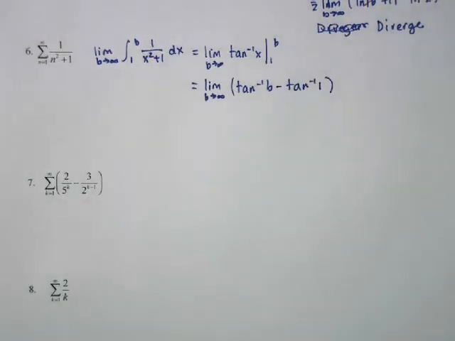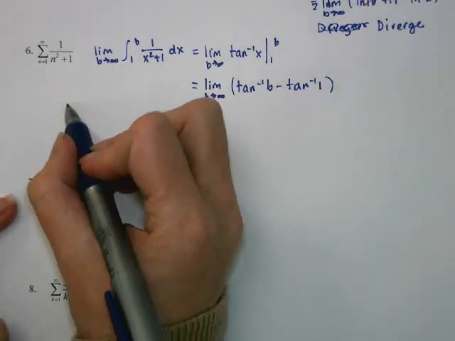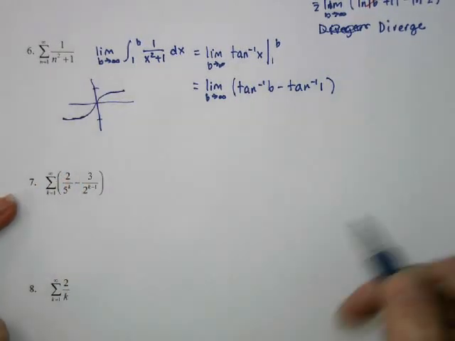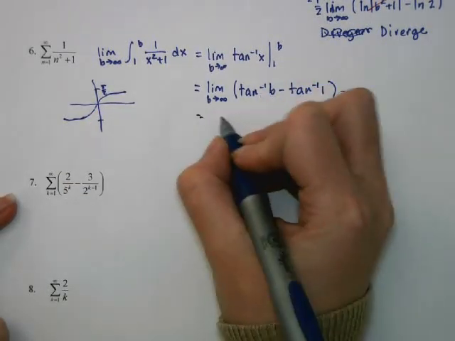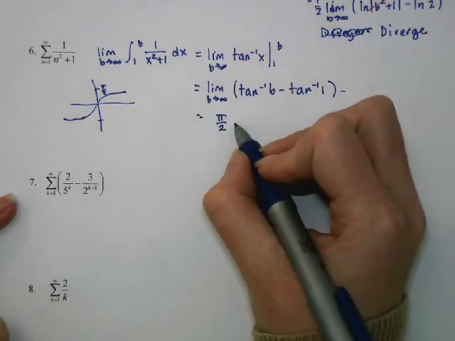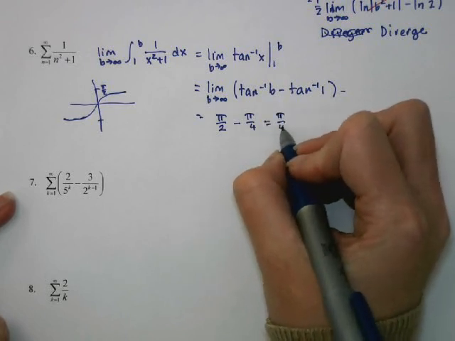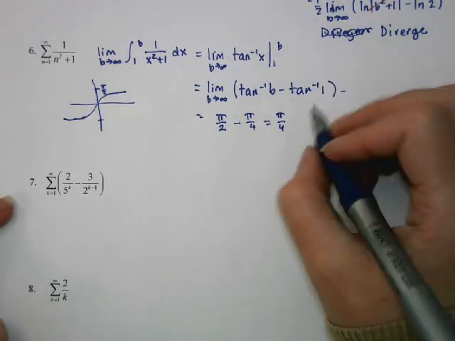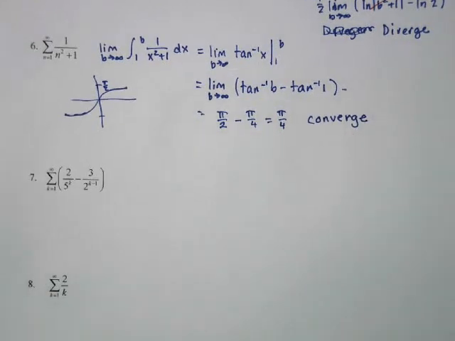All right, so we've got the limit as b goes to infinity of tangent inverse of b minus tangent inverse of 1. Well, tangent inverse of b goes to pi over 2, because remember the graph of that goes like that. So it always has an asymptote at pi over 2. So this is going to be pi over 2 minus tangent inverse of 1, which is pi over 4. We don't really care. What we care about is we got a value, which means this converges, which means both series and integral converge.